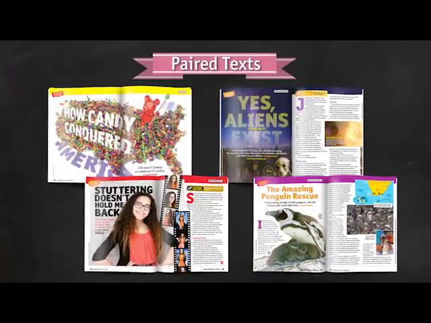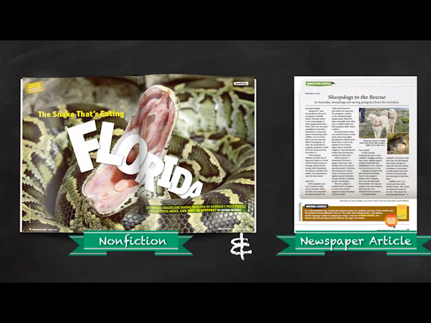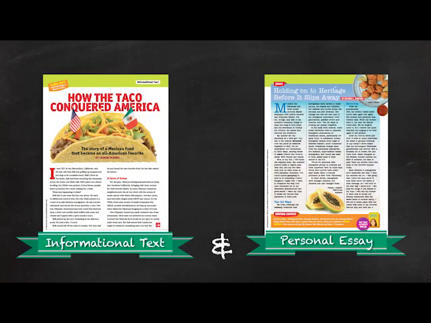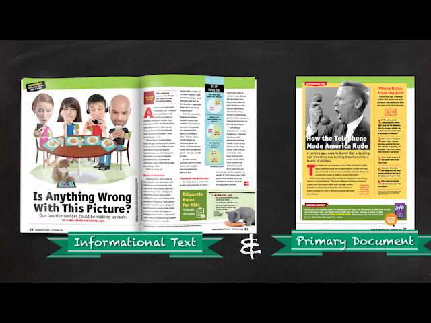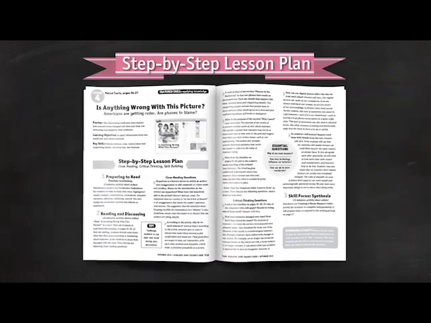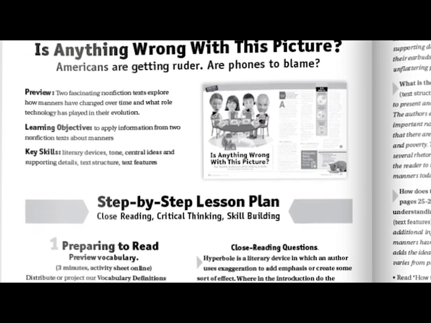Scope's paired texts are one of our most popular features. In each issue, you will find a group of 2 to 3 engaging texts related by theme or topic. Our lesson plan is a step-by-step guide for using these fascinating text sets to build your students' synthesizing skills.